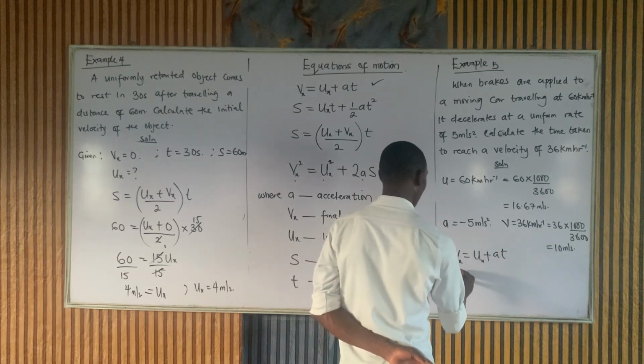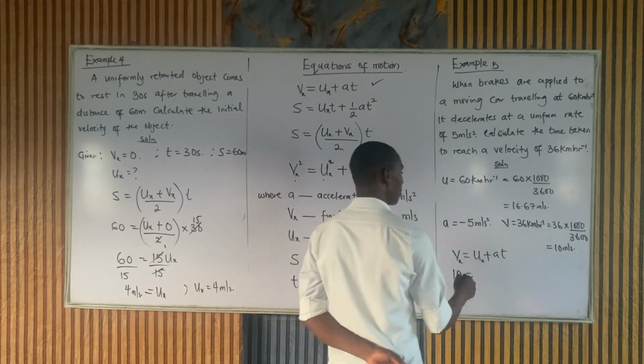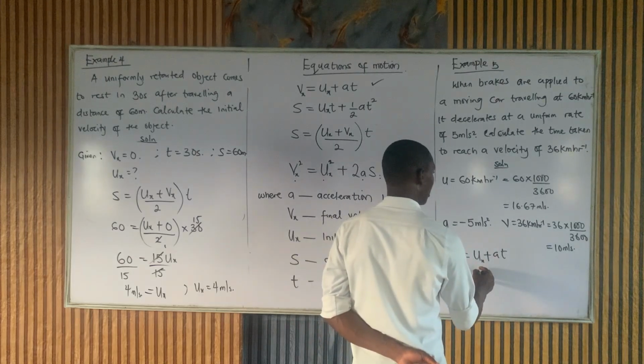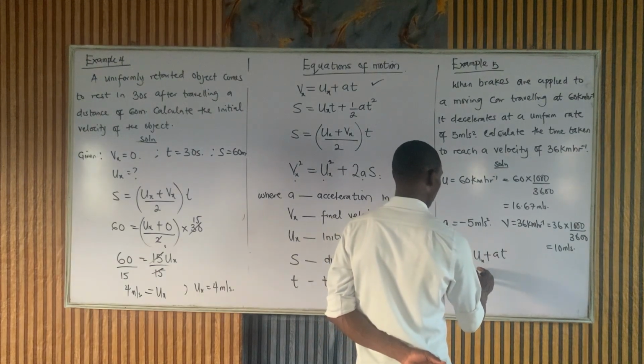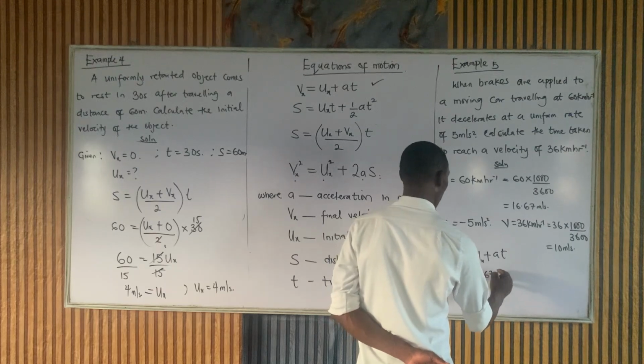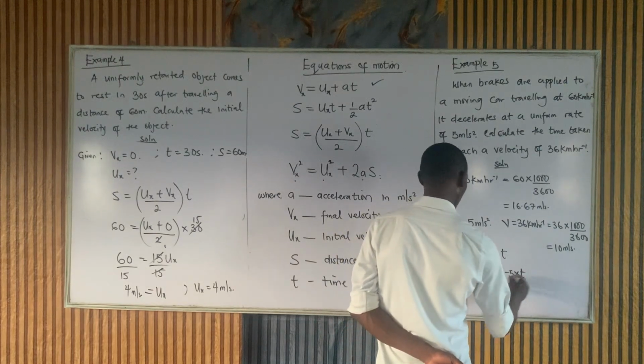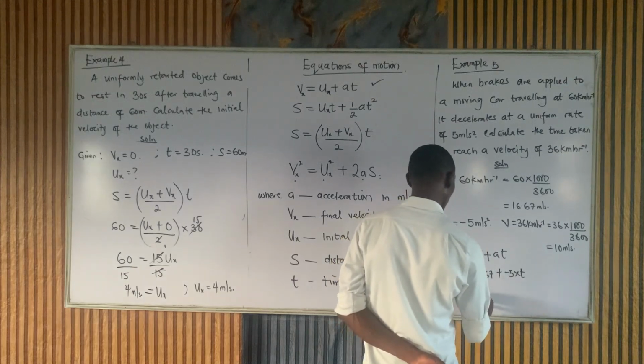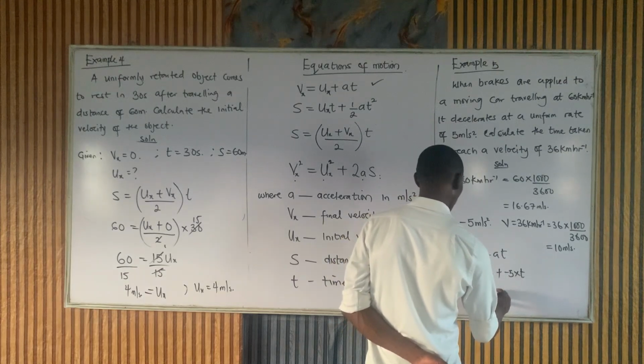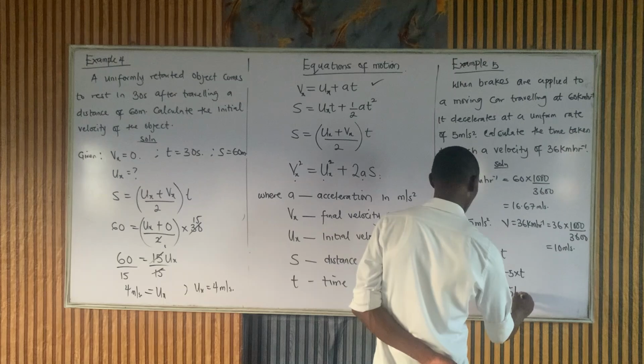Our V is giving us 10. Our U is giving us 16.67 plus our A, which is minus 5, times T. So this becomes 10 being equal to 16.67 minus 5T.